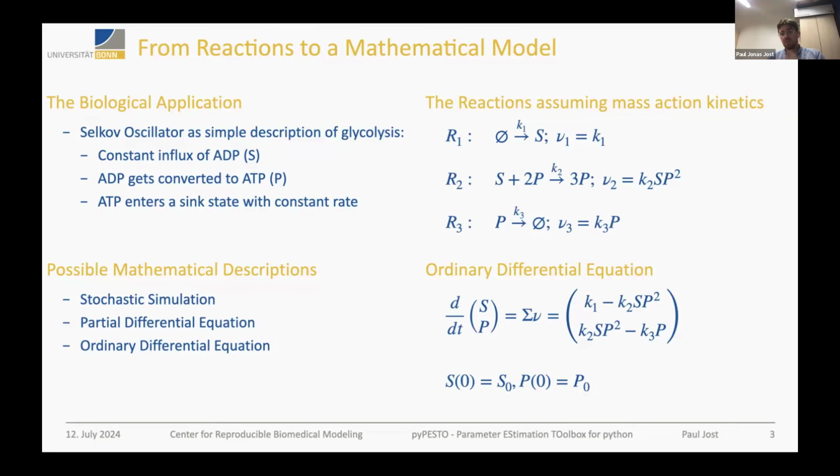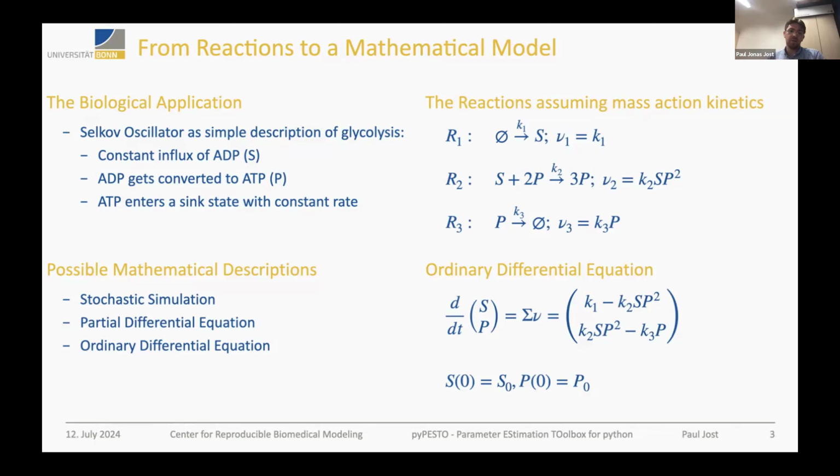Or you say, I assume the concentrations are fairly well mixed and the reactions happen so often, it's basically deterministic. You might want to use an ordinary differential equation. We will stick to ordinary differential equations throughout the whole talk. But just keep in mind, there are other options, and you could even use other options together with pyPESTO.